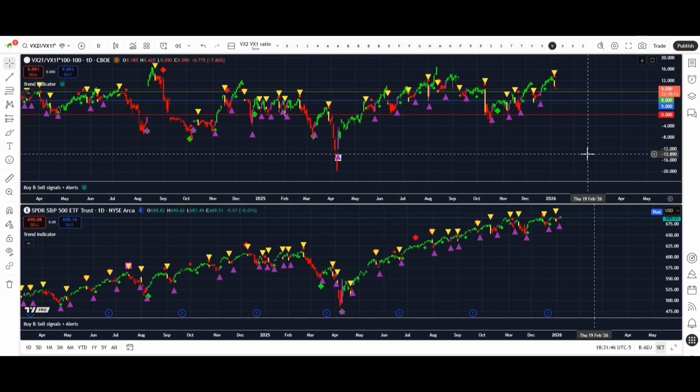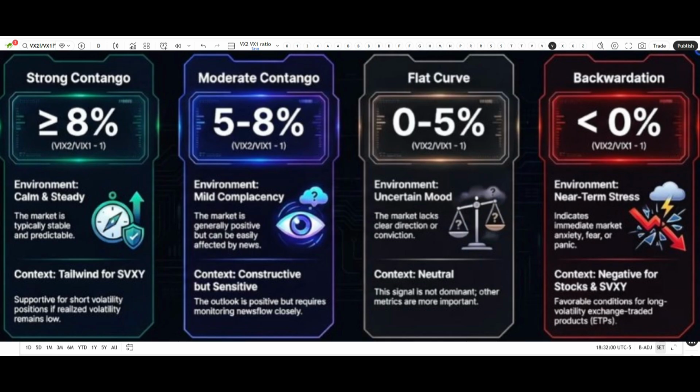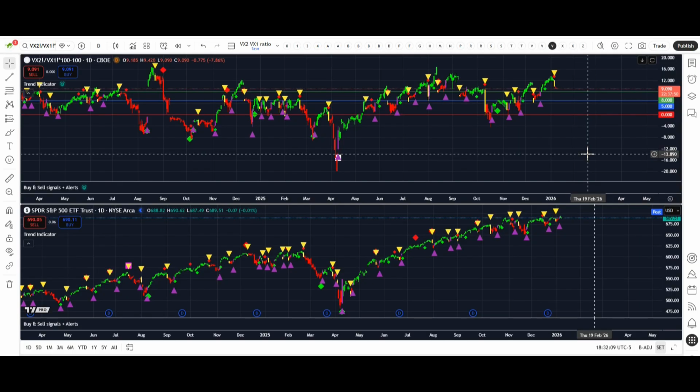Now, let's go over it. It's a clever formula that calculates the VIX futures term structure, the spread, as a percentage. Essentially, it's measuring the contango or backwardation in real time. I'll throw this image up on the screen for you now, showing you the different percentages with strong contango, moderate contango, flat curve, and backwardation. You can grab a copy of that on the Discord group as well.